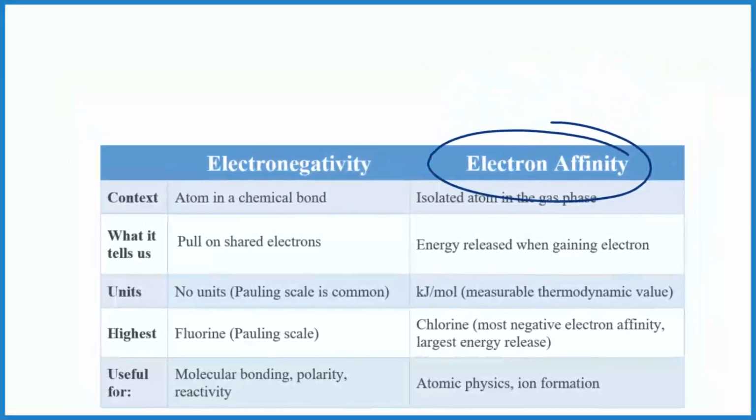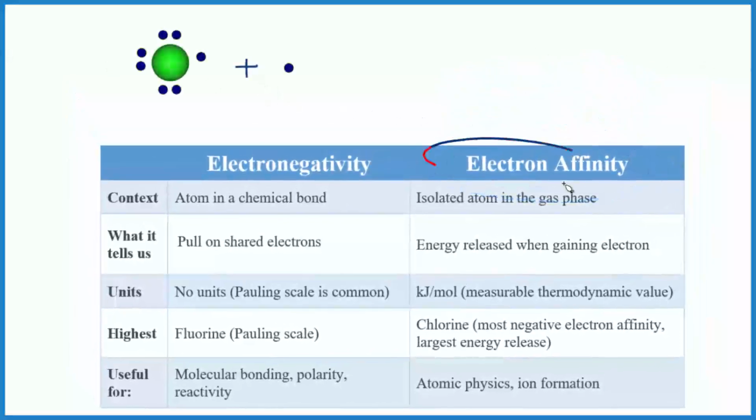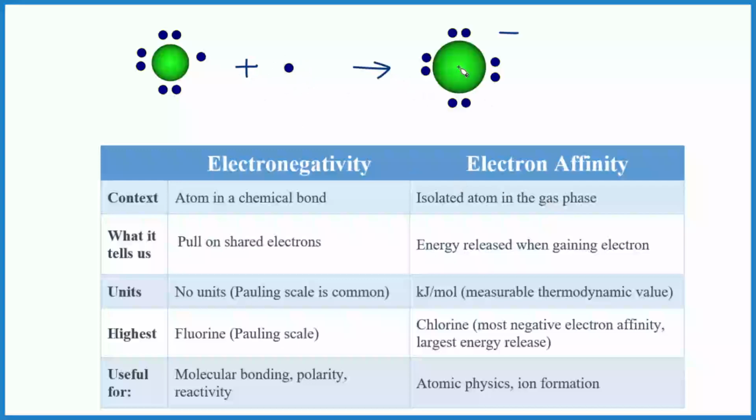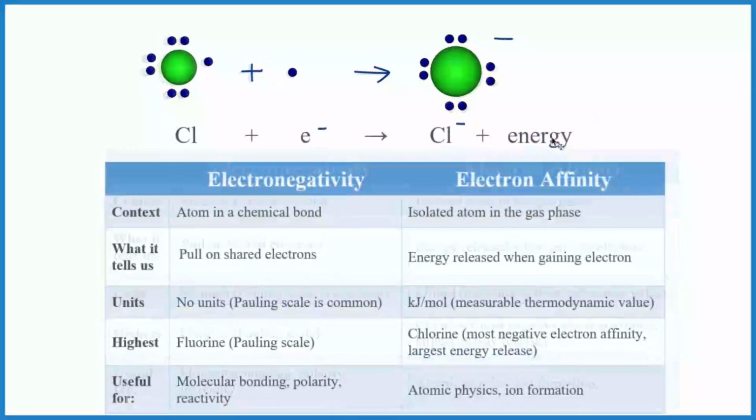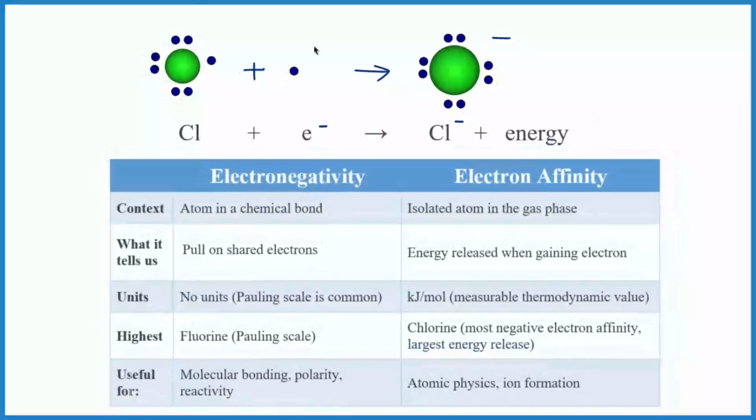Electron affinity. For electron affinity, we take a gas, an isolated atom like chlorine here. It's neutral and it's in the gas phase. And we add an electron. So these are the electrons. When we do that, it gains the electron and energy is released. And we can write it like this. Neutral atom in gaseous phase gains an electron.